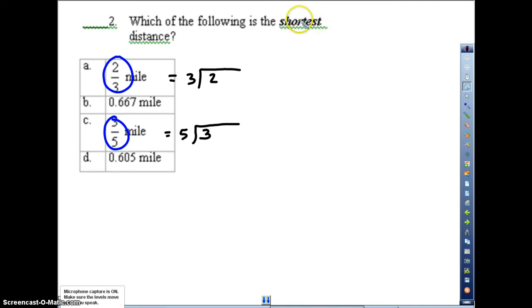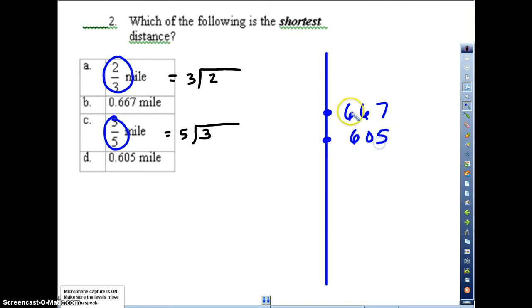Then you're looking for the shortest, so you're looking for the smallest of the three decimals. I know that's kind of hard sometimes to tell. Line your decimals up like this. Put your decimal points here. 6, 6, 7. I know I have 0.605. Which one is smaller? 605 or 667? I know you know that one's smaller. Compare it to the other two decimals you get to find which one's the smallest.